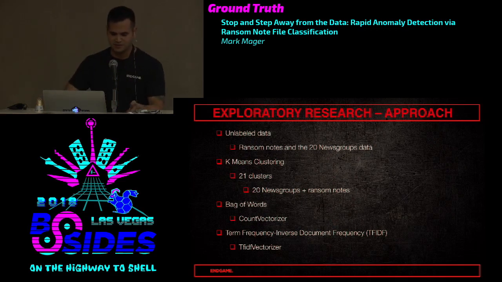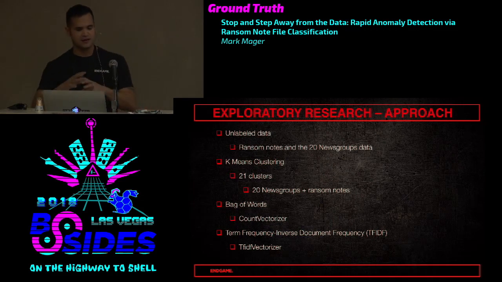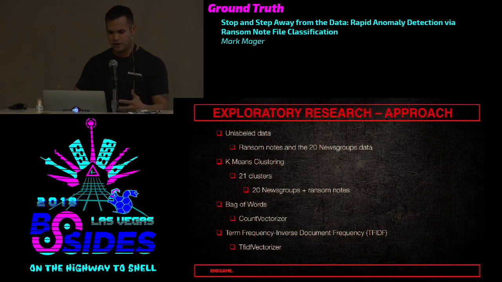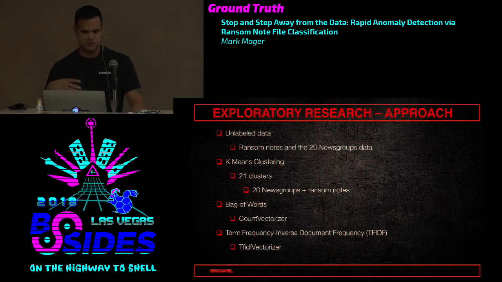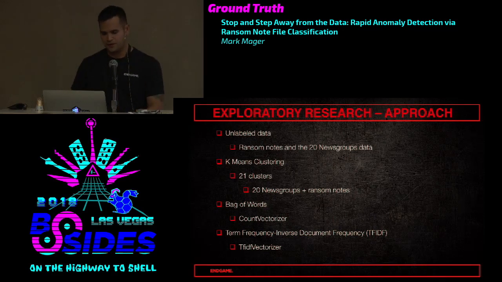clusters. And the reasoning behind that is we have the 20 news groups and then we have one set of ransom notes. So ideally what we'll see is the ransom notes all cluster into one tiny cluster, and then the 20 news groups all sort out into their own individual clusters. In order to get a better idea of the data we're working with, we'll also use a bag of words approach with Count Vectorizer, and then also use TF-IDF to look at the features.